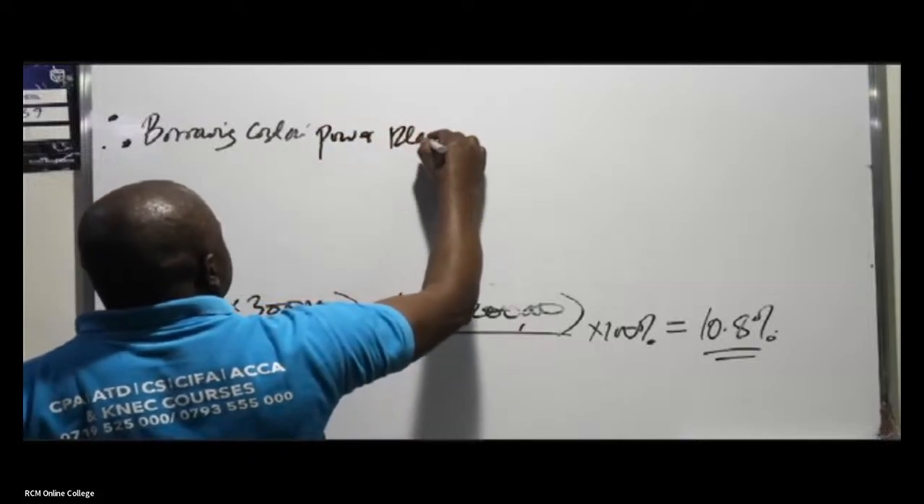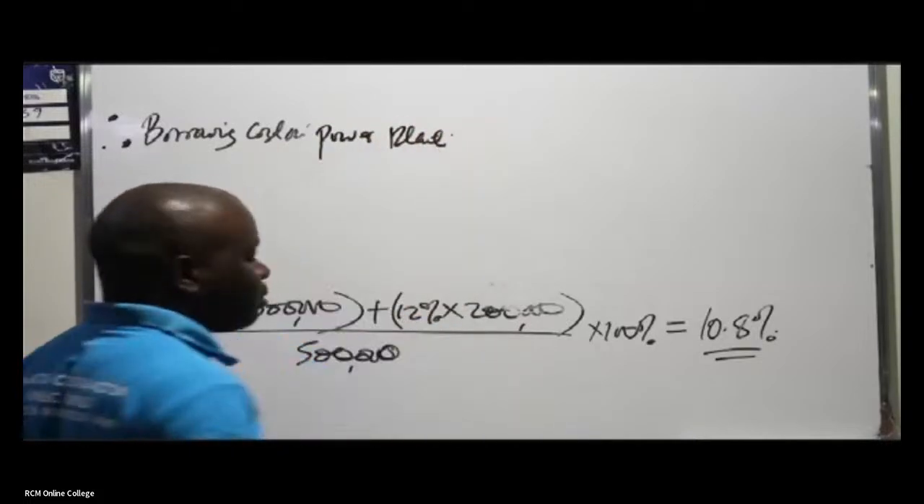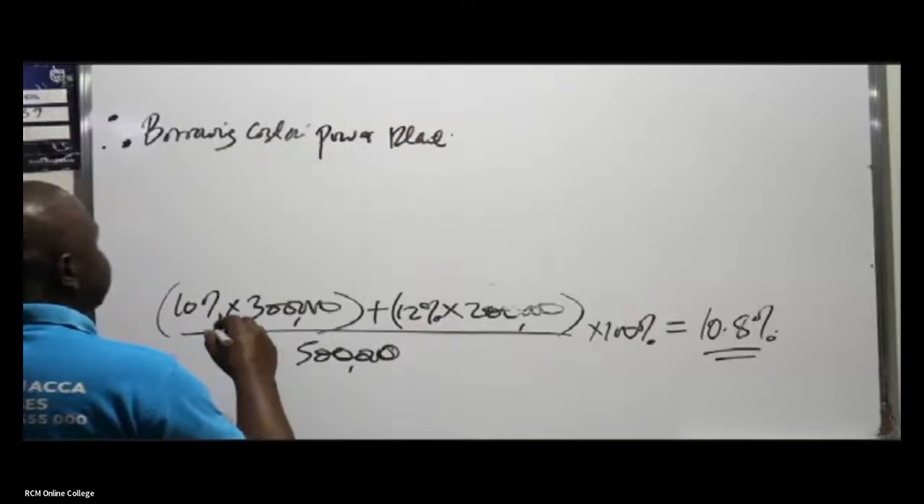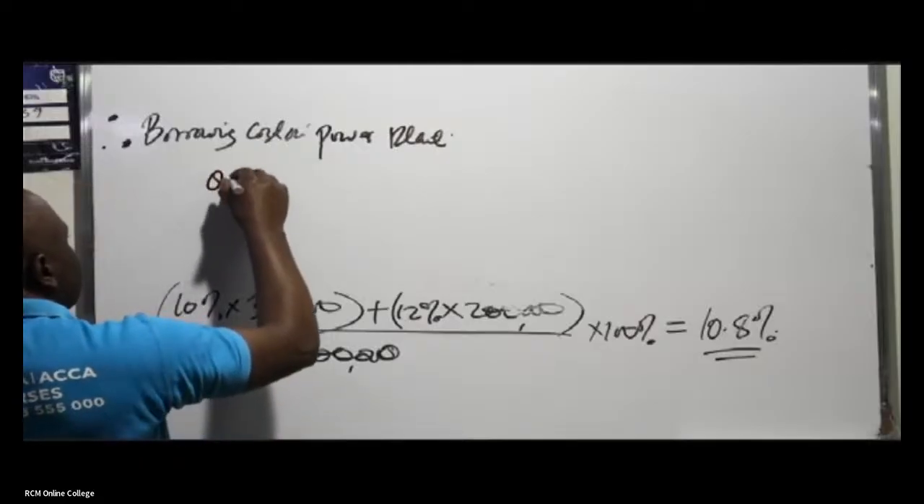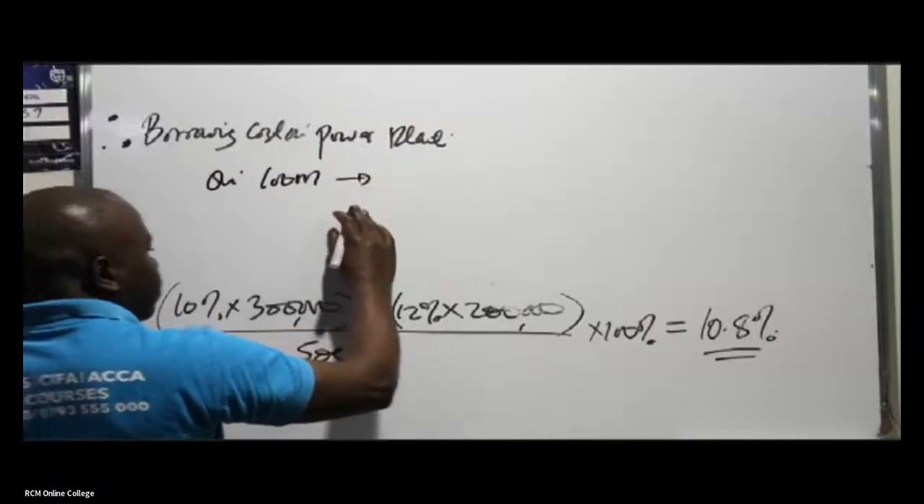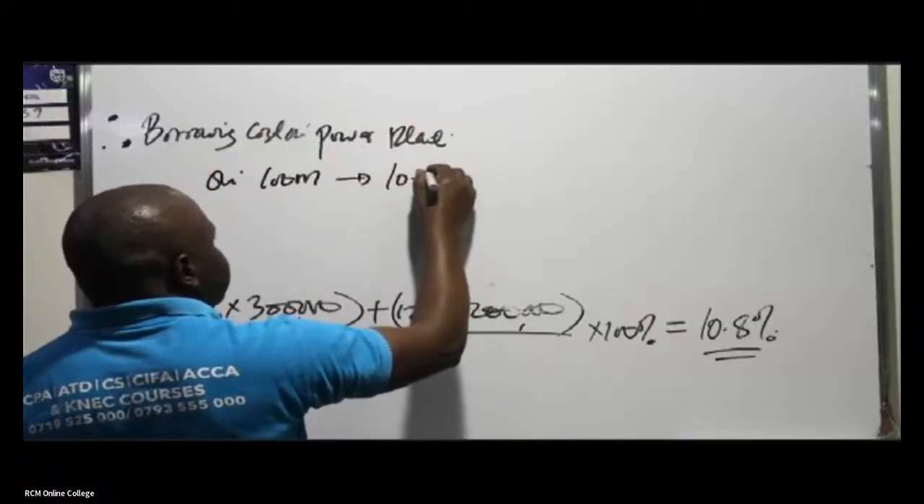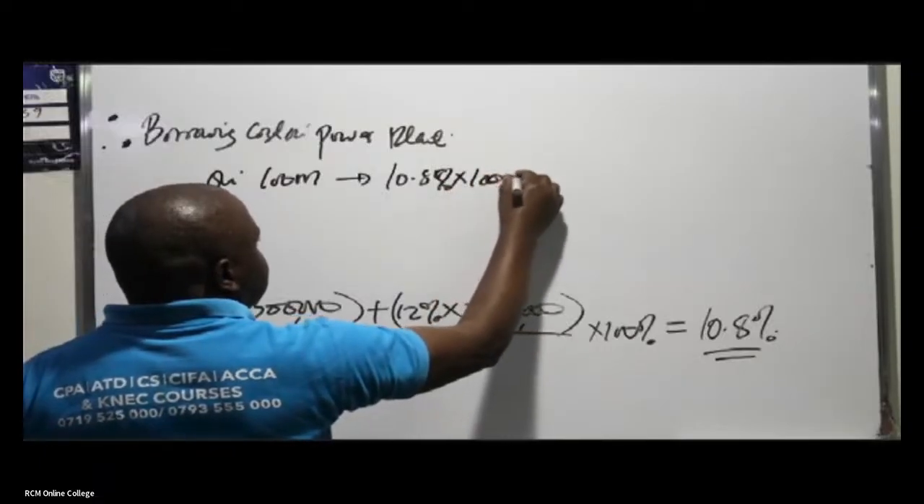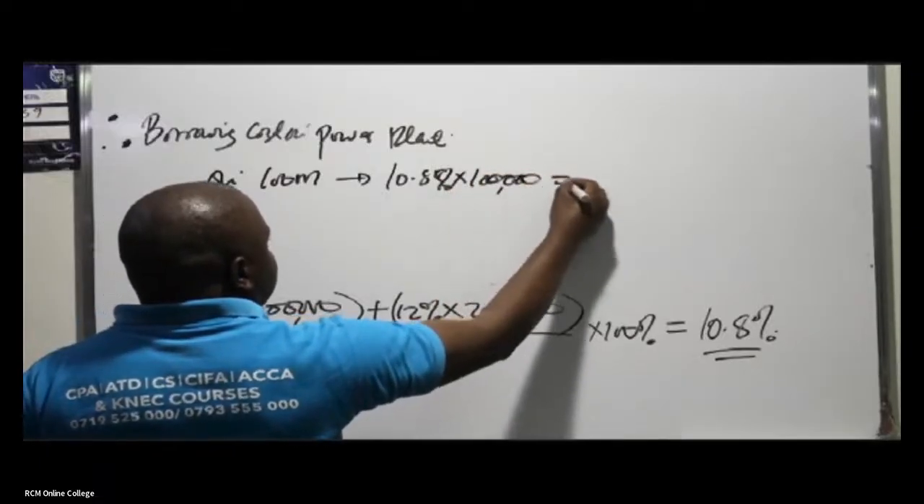On the power plant, there were two amounts utilized. There was 100 million and 75 million. So for the power plant, on the 100 million you'll be able to calculate the borrowing cost there. We have 10.8% multiplied by 100,000, and you should be able to get our borrowing cost there.